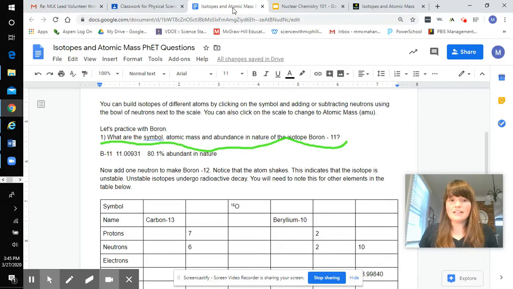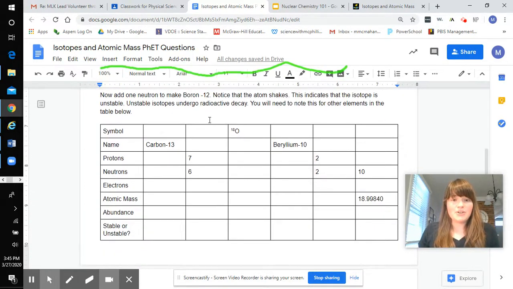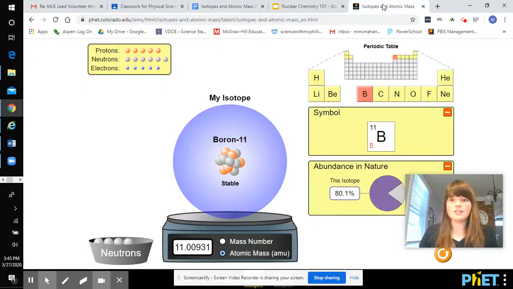All right, so that's it. I will do one question with you on this table. So what this question asks you to do, it's a big data table here, and some of the information is given to you. You have to fill in the rest of the information. We can do the first column together. This one, we're supposed to find carbon-13. So you'll go back to your simulation.